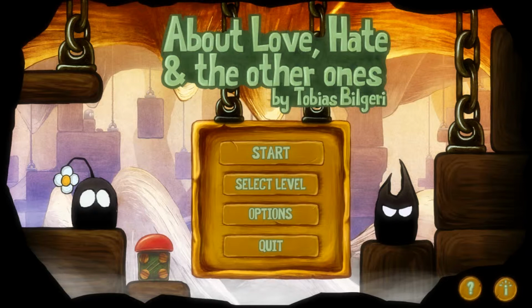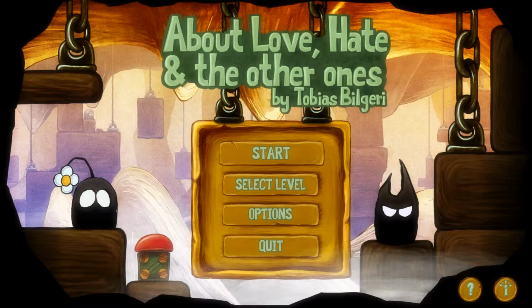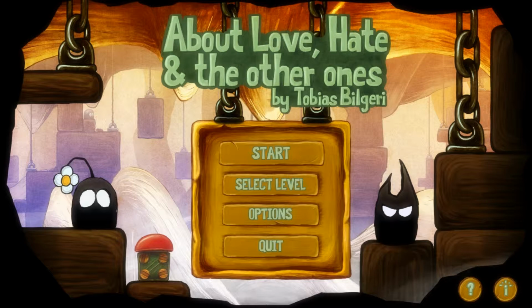Here I find myself with a game about love, about hate, and about the other ones, made by a guy or a girl. I'm going to play this game, enjoy this game, and analyze this game using the following lens. How to dissect and communicate to whoever cares to listen.